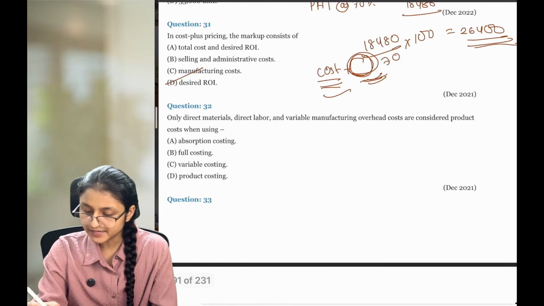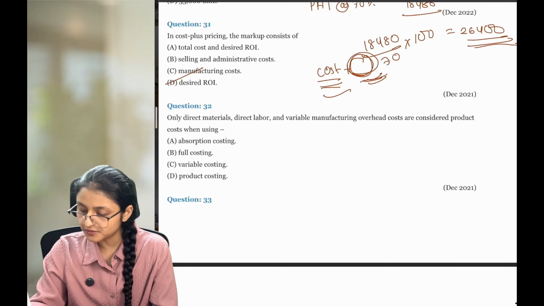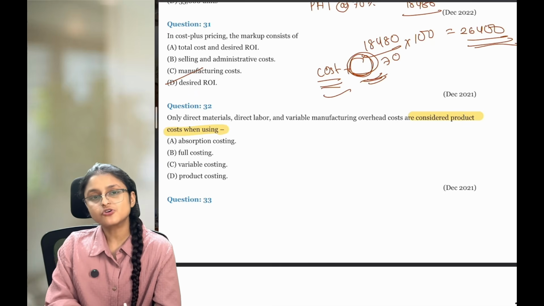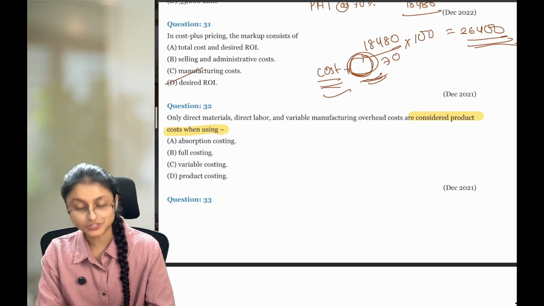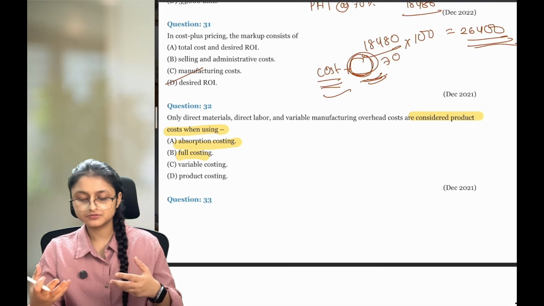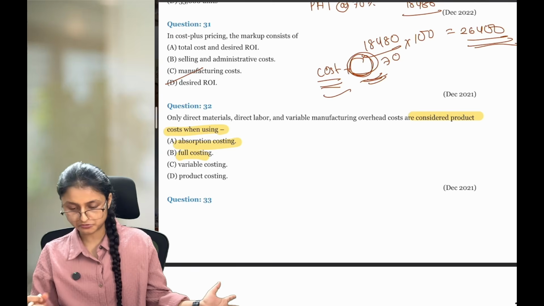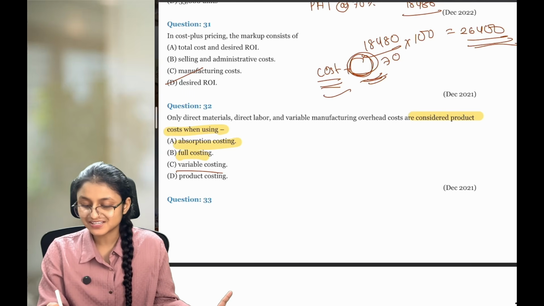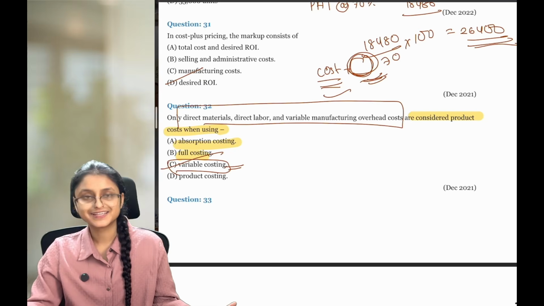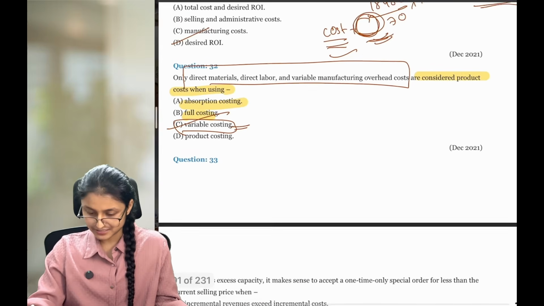Next, only direct material, direct labor and variable manufacturing overhead are considered in product cost when using absorption costing. So we consider all the variable and fixed cost both. Full costing is nothing but absorption costing only. It's just a different name for absorption costing. Variable costing is the one where we consider all the variable cost in your product related cost.